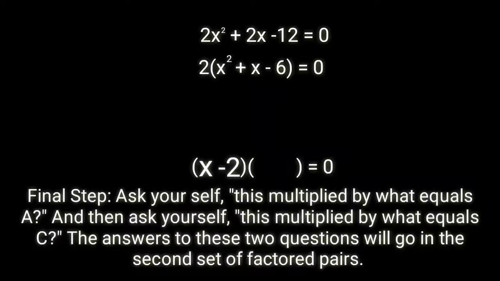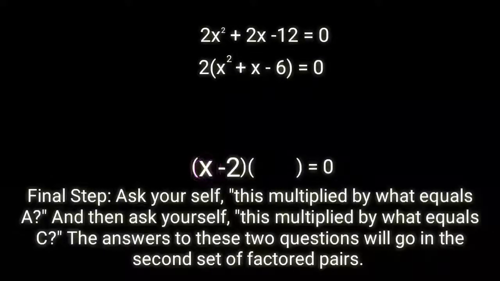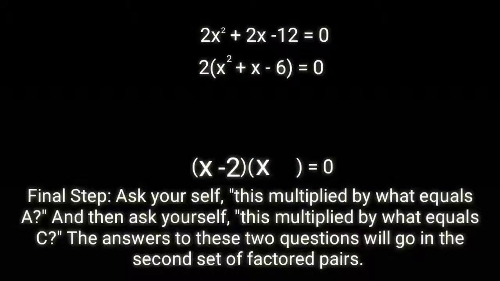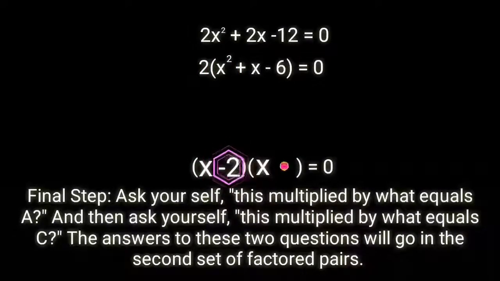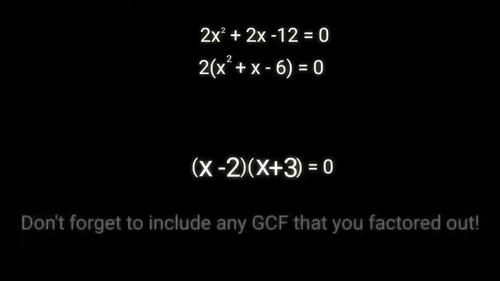For the final step, ask yourself, this multiplied by what equals this? So x multiplied by what equals x squared? And that answer is x. Then ask yourself, this multiplied by what equals this? -2 multiplied by what equals -6? The answer to that is +3.